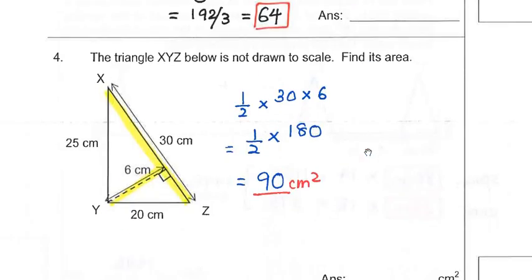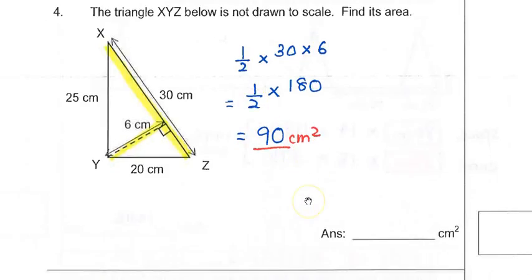Next, this is straightforward. Triangle XYZ below is not drawn to scale. Find its area. The base is 30. The height is 6, right? Half times 30 times 6 is 180. 180 divided by 2 is 90.